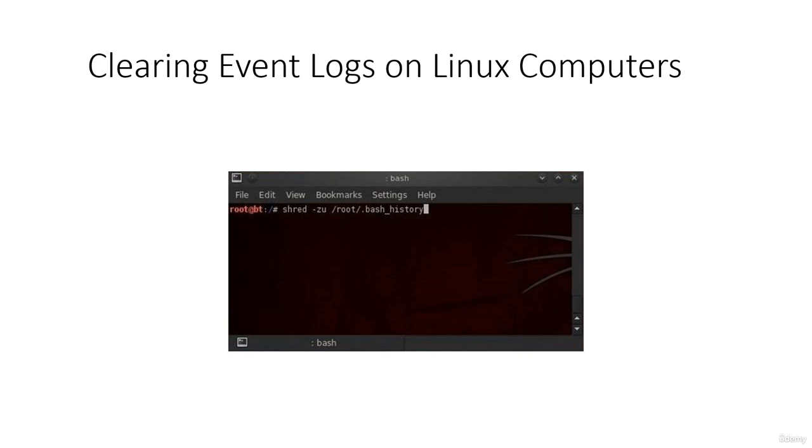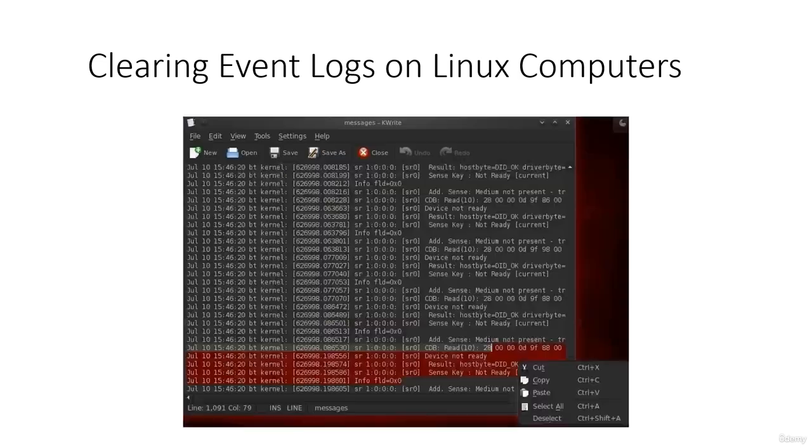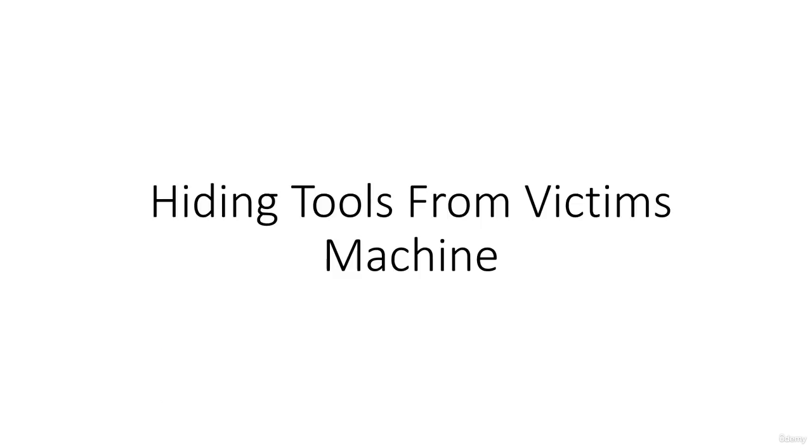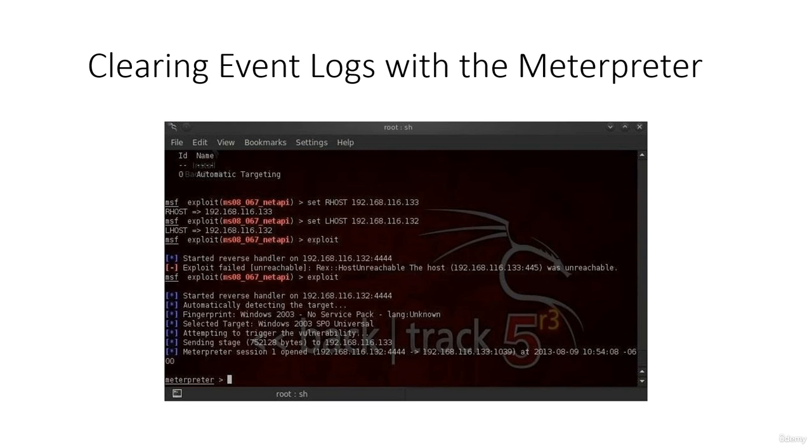So that's how we clear event logs and all of those. To check to see if your history has been shredded, you can simply view the history file by typing the bash history, and it will show you all of that history and logs. So that's how you clear event logs and hide your tracks after you are done with your attacking.